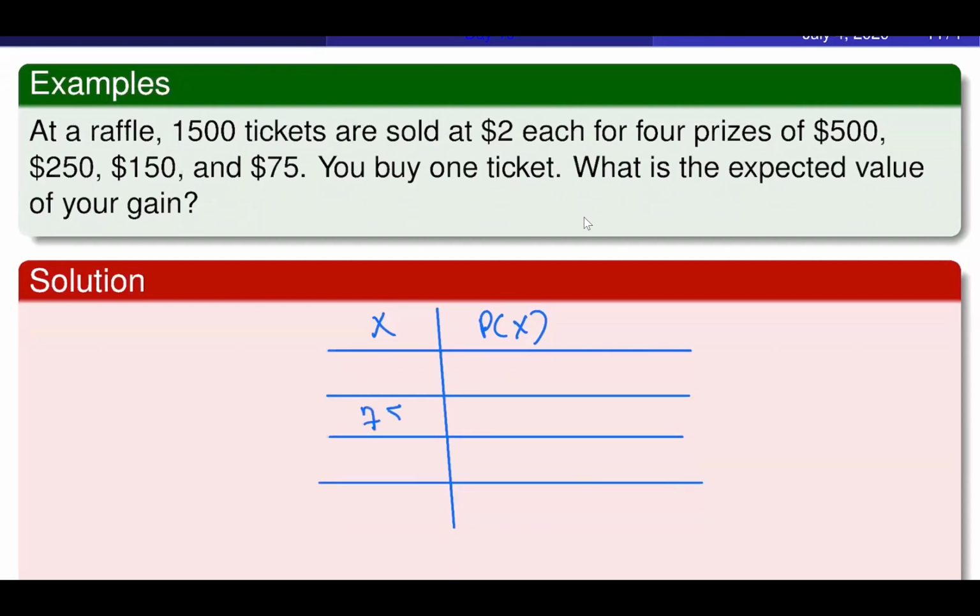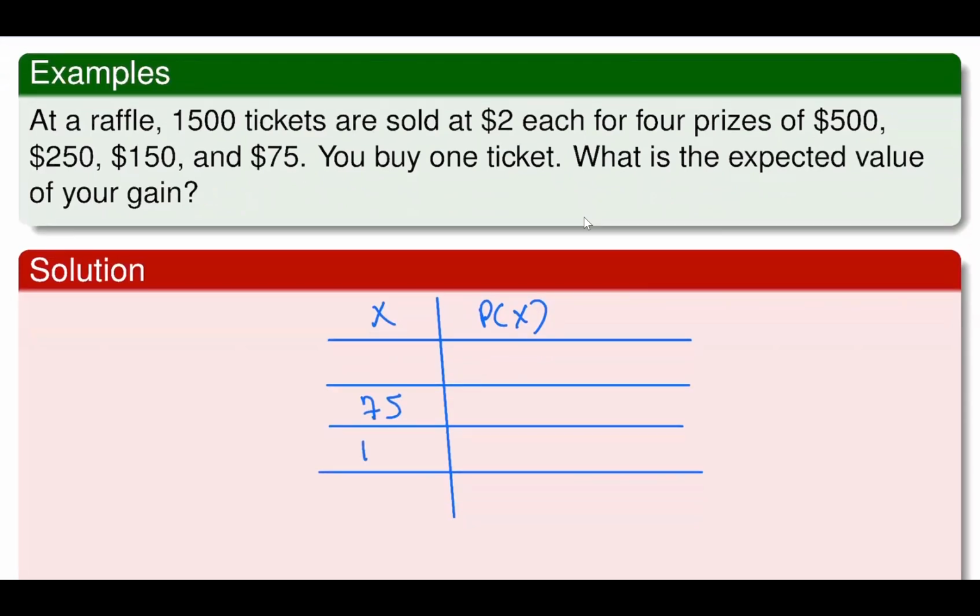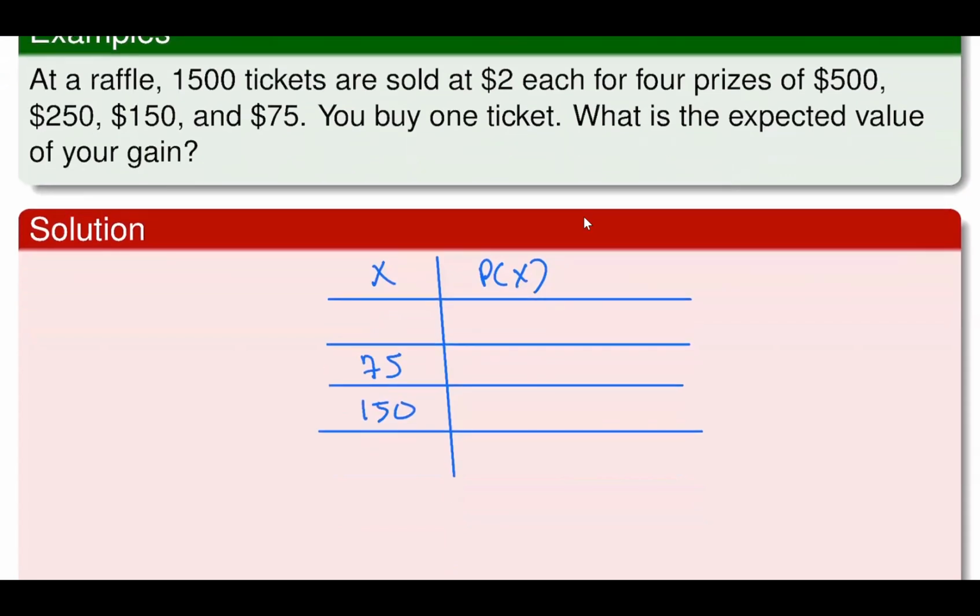So we'll say $75, 150, 250, and $500. Cool. But we forgot one of them, because it's also possible that the person wins nothing. So 0. All right. Everybody good so far? I've got the X value, pretty much the money that they earn or the money that they win.